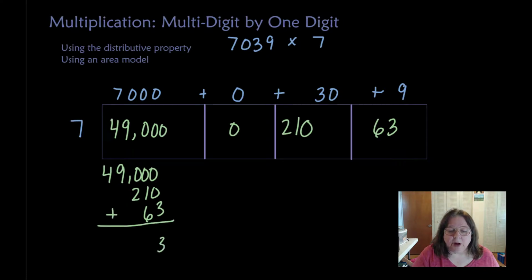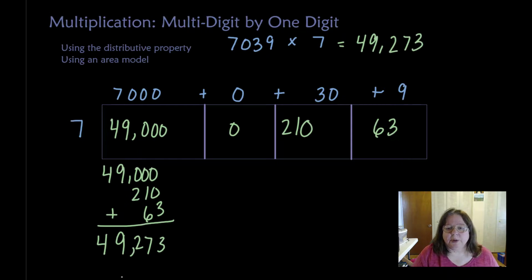Make sure I keep the columns lined up. 6 plus 1 is 7. 2 plus 0 is 2. And then bring down my 49 because there's nothing there. Okay, so far so good. Let's try the next one using the distributive property.